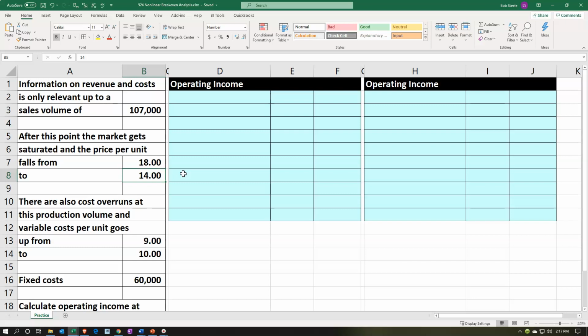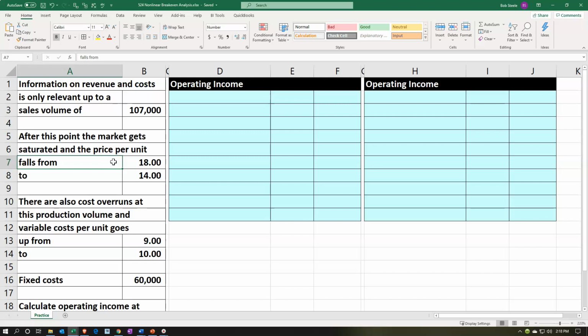There are also overruns at this production volume, and the variable cost per unit goes from $9 to $10. So now the variable costs are going to be increasing once we go past the 107,000. Obviously, these are going to be some kind of estimates and projections because we're projecting out into the future. And you can see how if you set your information up where you have the data on the left-hand side or up above, and then you do your calculations on the right, you could start to project and think about different types of scenarios much more easily.